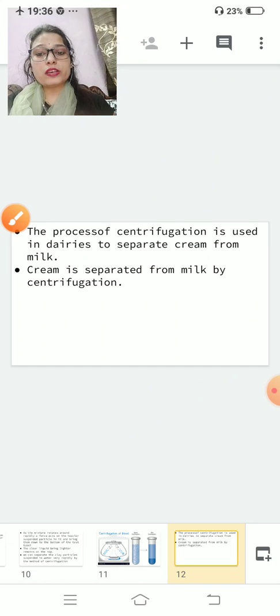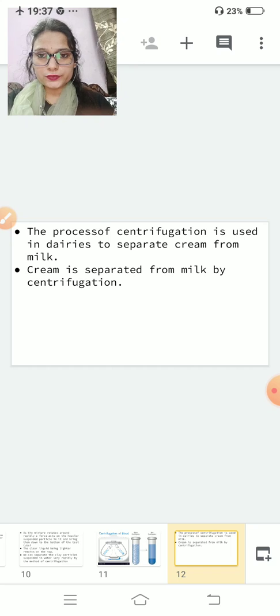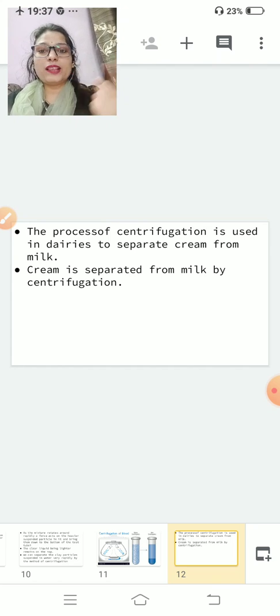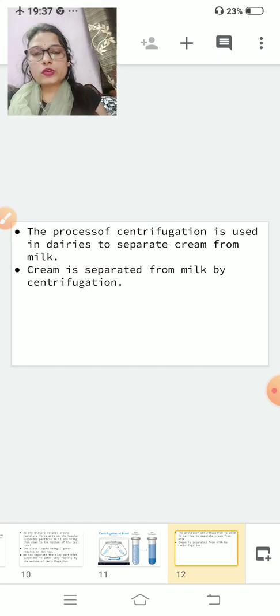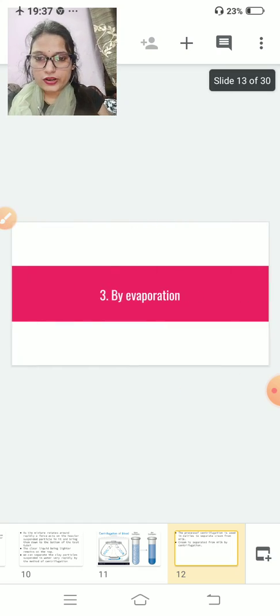The process of centrifugation is used in dairies to separate cream from milk. Clear? At your home, your mother will make butter from milk cream. What will she do? She will put that cream in a mixie jar, and that mixie jar rotates the mixture. Then the heavier particles will come down and the water will come up. Clear? So like this. And shall I read once more?